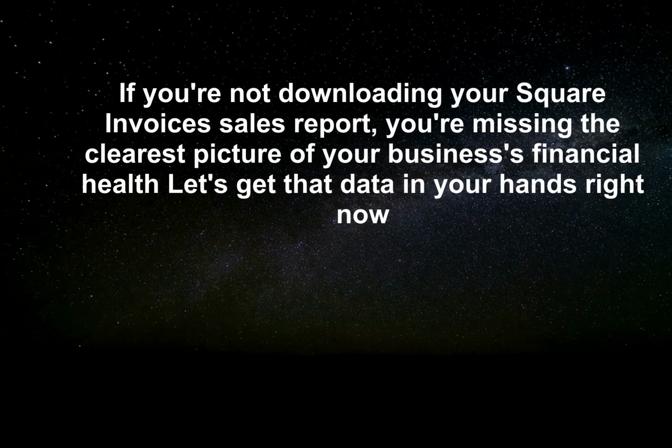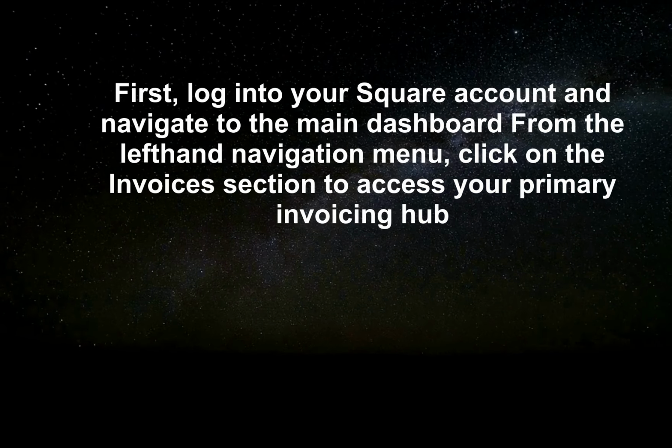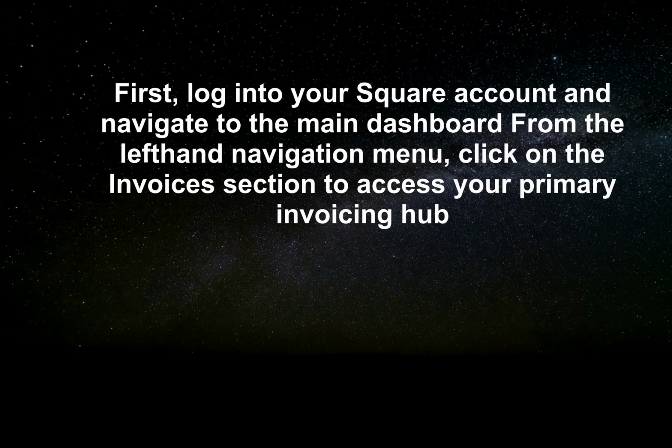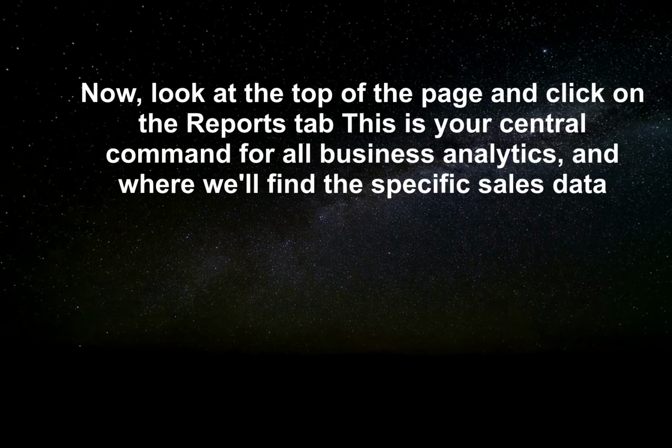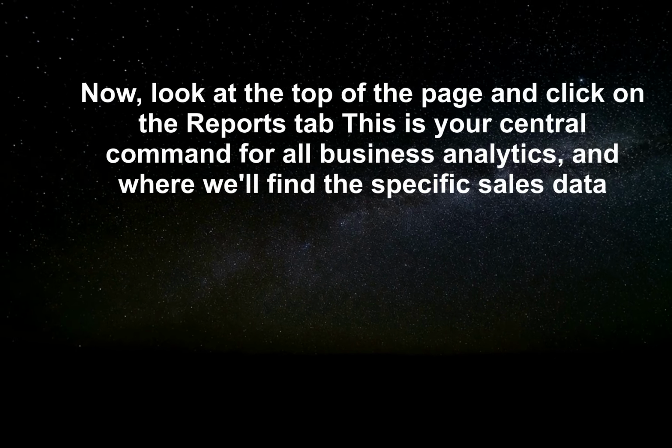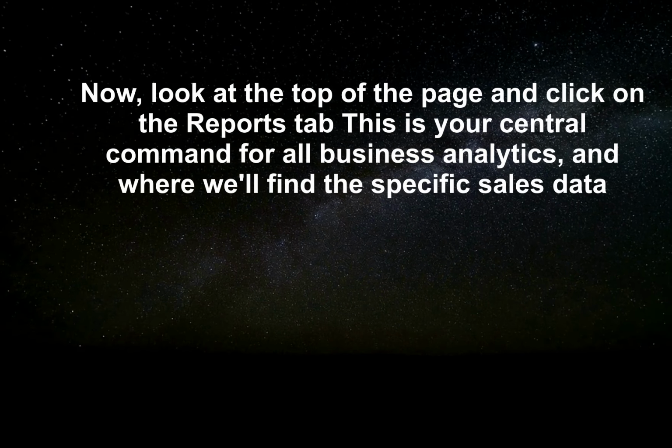First, log into your Square account and navigate to the main dashboard from the left-hand navigation menu. Click on the Invoices section to access your primary invoicing hub. Now look at the top of the page and click on the Reports tab. This is your central command for all business analytics, and where we'll find the specific sales data.